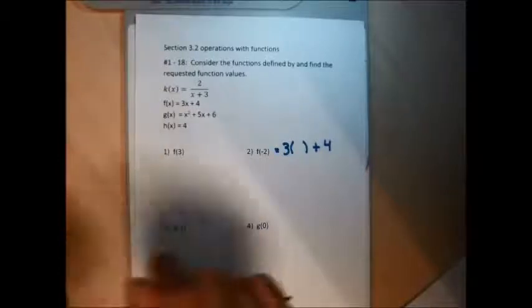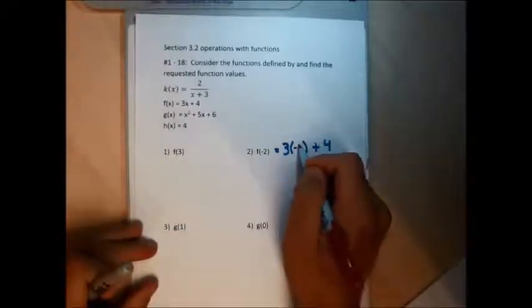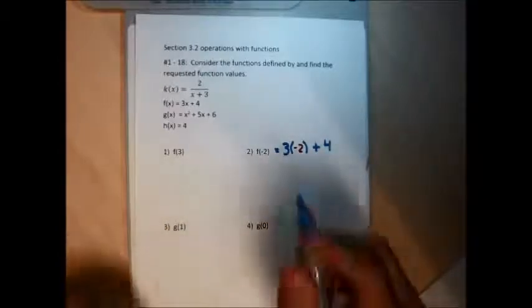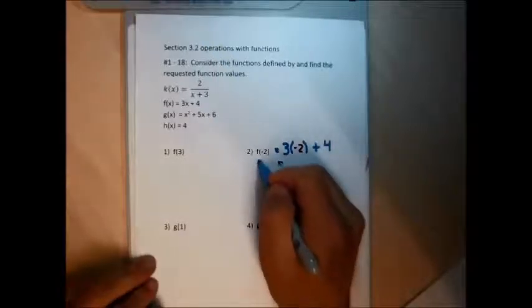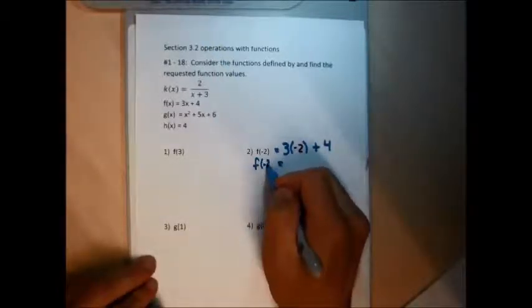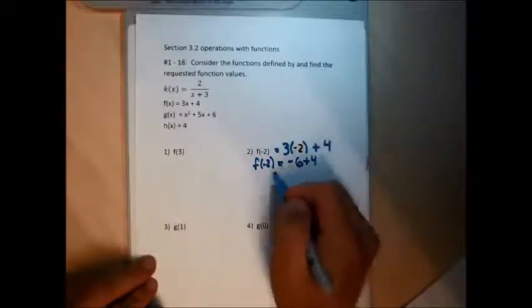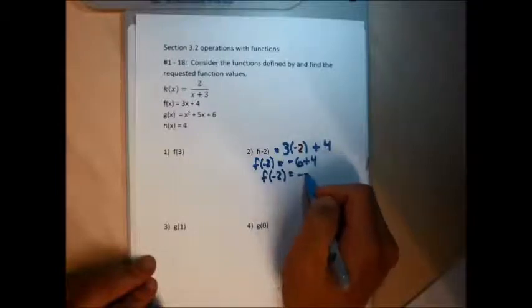So I'm just going to rewrite this problem as 3 times negative 2 plus 4 by changing the x to negative 2, and then I'm just going to do order of operations. So I'm going to get f of negative 2, 3 times negative 2 is negative 6, and negative 6 plus 4 is negative 2.